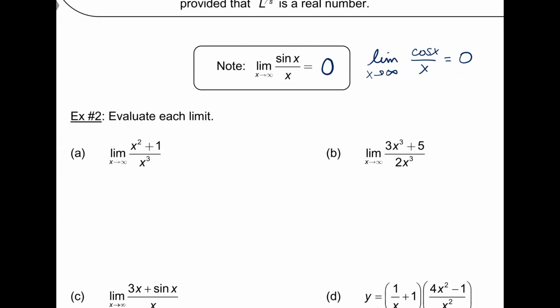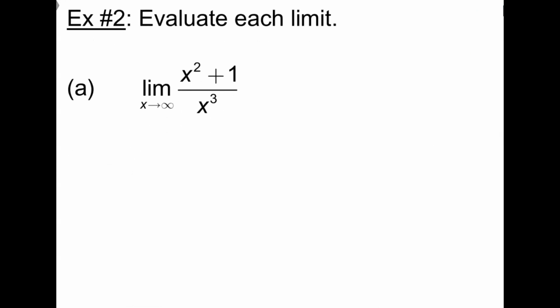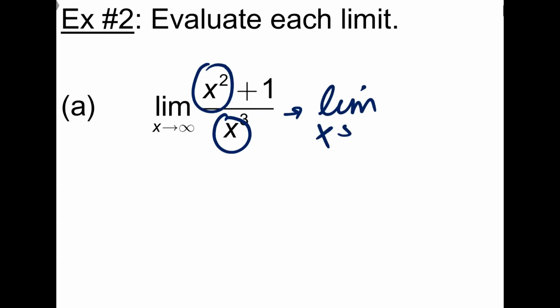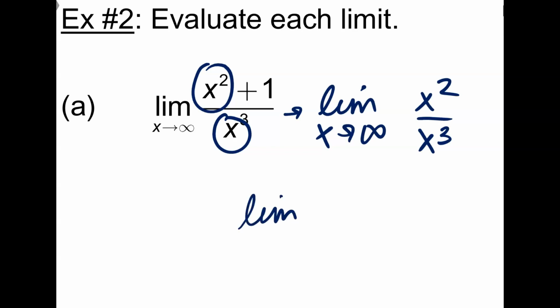Example 2, evaluate each limit. I'm glad we went over horizontal asymptotes and the leading term test because now we're going to use it. Let's just start with Noah. I'm just going to go down the list. How do I evaluate this limit? x squared over x to the third power, 0. Yep, limit as x approaches infinity of x squared over x to the third. So this is literally going to be the limit as x approaches infinity of 1 over x.